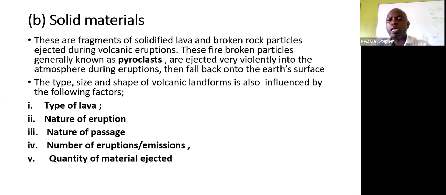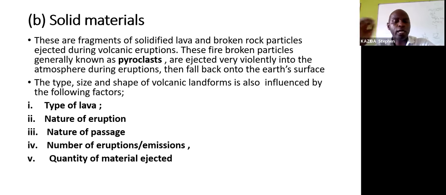Then you also need to tell us the nature of passage, where the material passes. Usually, acidic lava is associated with veins. So you talk about the veins in the explanation of the formation of those landforms. Then you also talk about the fissures. Usually, basic lava is associated with fissures, where the material gets out and spreads for a long period of time.